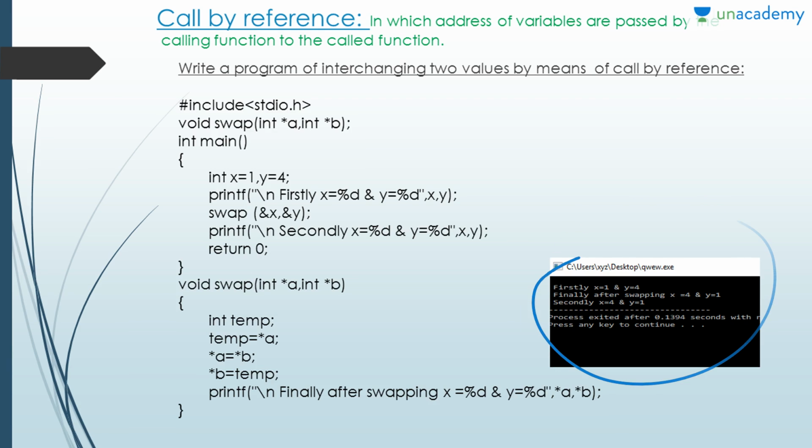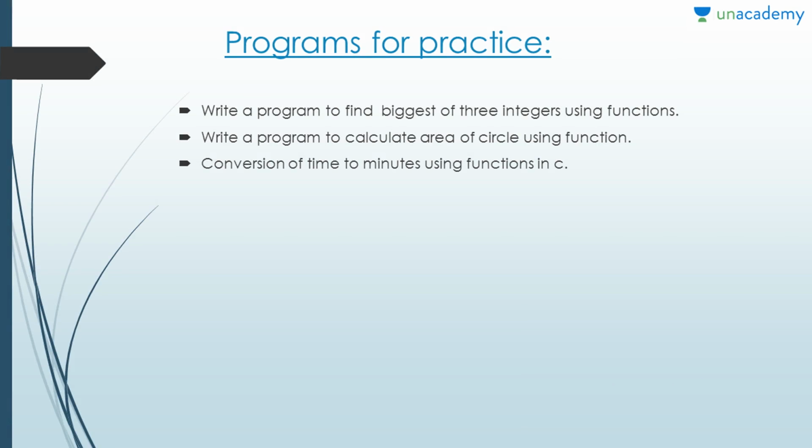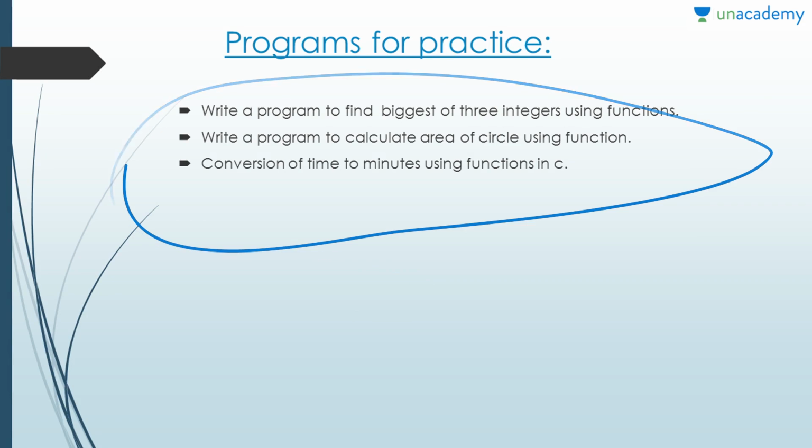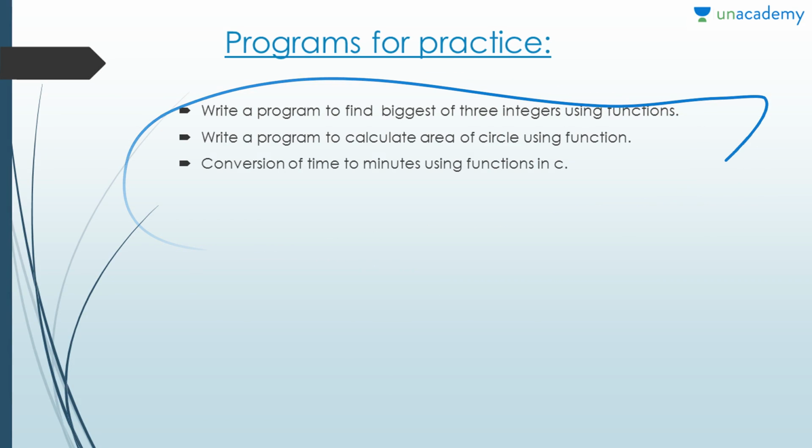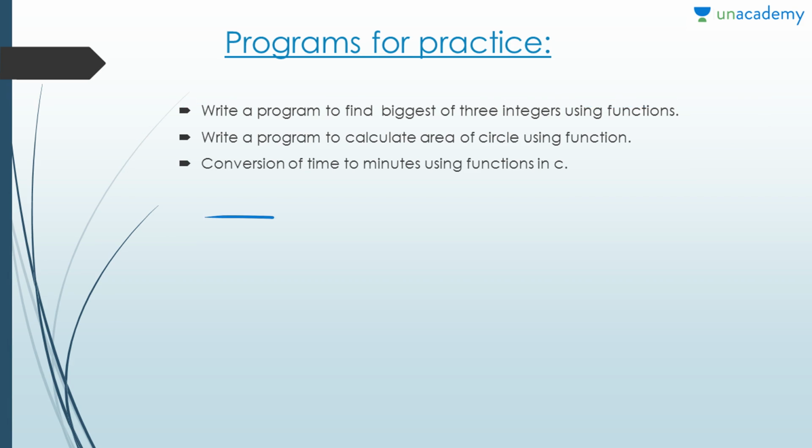Okay, right? Yeah. So these are the programs for practice. You must practice this. Its source code is nowadays available on the internet. You can search for it and practice coding. This is the basic key of success in C programming, right? Okay, so these are the three programs for practice. Write a program to find the biggest of three integers using functions. Write a program to calculate the area of a circle using functions, meaning the area of a circle, pi r square, you may use here. And then conversion of time to minutes using functions in C. Okay, so this is going to be the end of this video session.